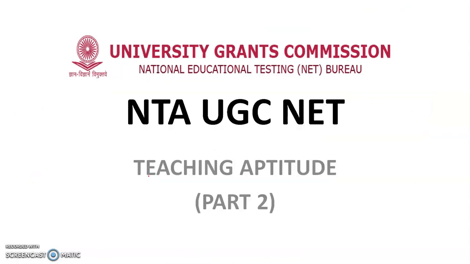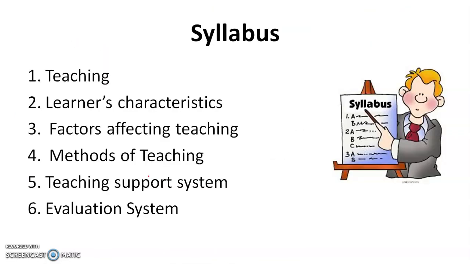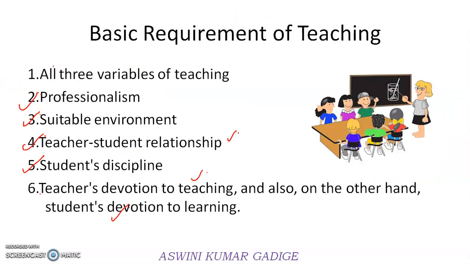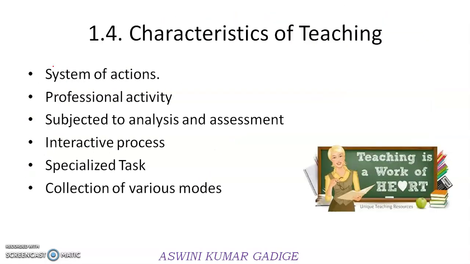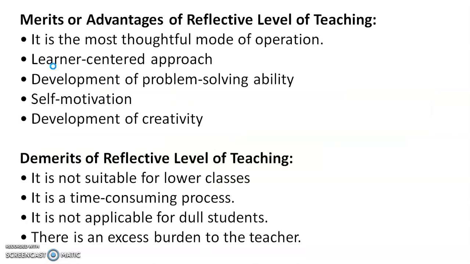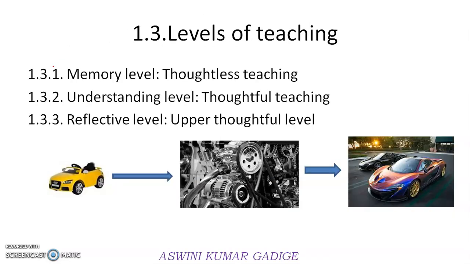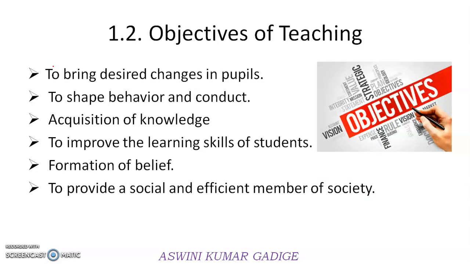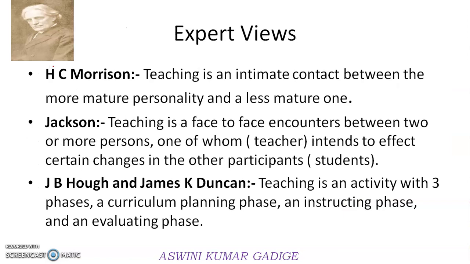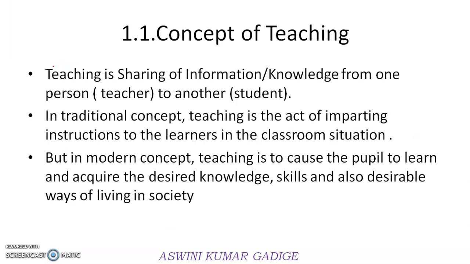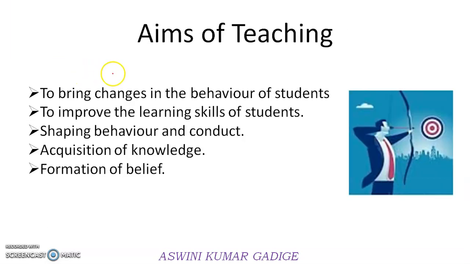And coming to the next one, part 2. Part 2 means we are going to see the learner's characteristics. In part 1 we discussed teaching. In the teaching process, we discussed the basic requirements and the characteristics of teaching, and the different levels of teaching, just like the memory level, understanding level and the reflective level. What they are exactly, the different objectives of teaching, the expert views regarding teaching, how they defined it, what the basic concept of teaching is, and what the main aims of teaching are.